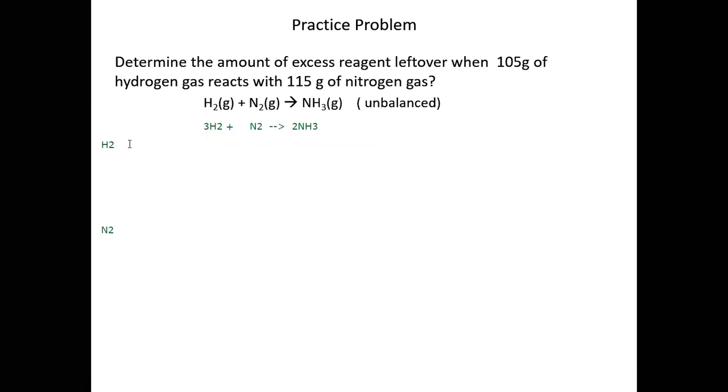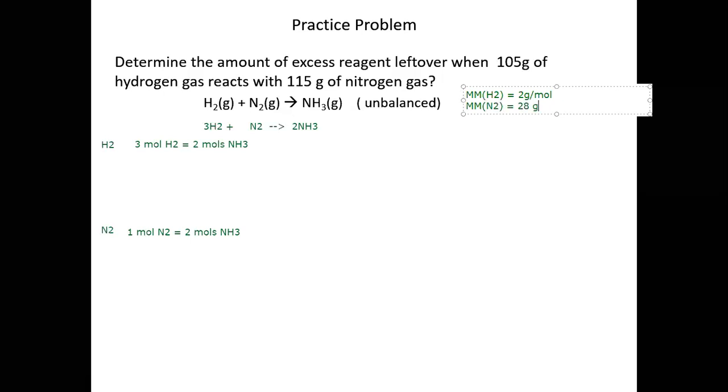Now, by looking at the balanced chemical equation, we know that 3 moles of H2 equals 2 moles of ammonia, and for N2, 1 mole of N2 equals 2 moles NH3. We need some molar masses. Molar mass of H2, molar mass of N2, and molar mass of NH3. Set up our train tracks. So again, we're doing all this to determine the limiting reagent.